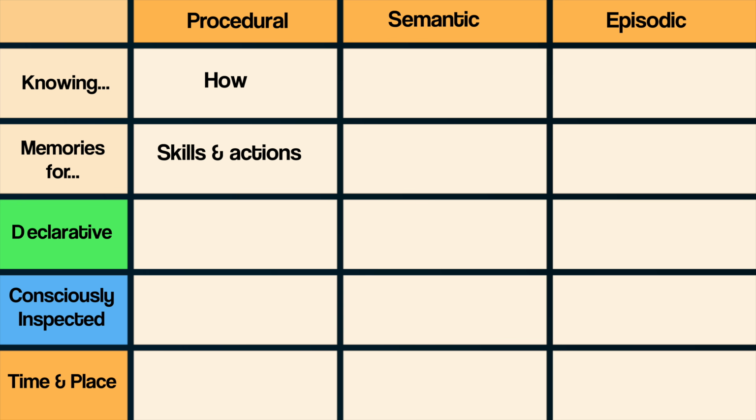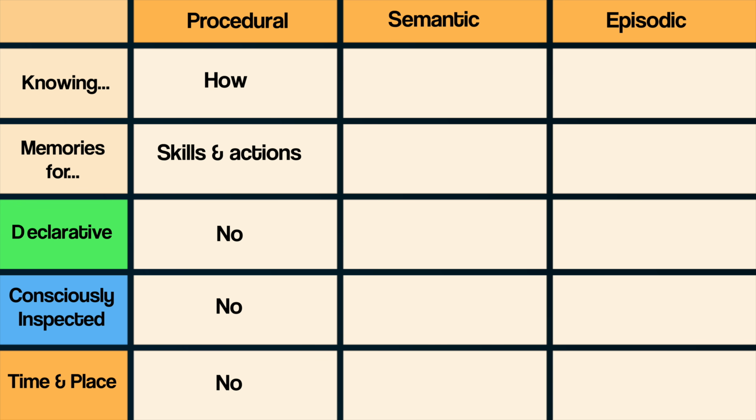What's interesting about procedural memory is that it operates automatically, without conscious thought. You can't consciously inspect it. It's also non-declarative, and it doesn't reference a specific time or place. It's just your ability to perform actions you've learned over time.